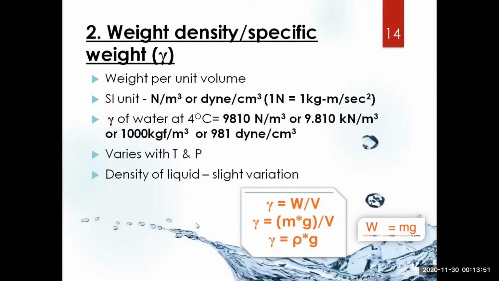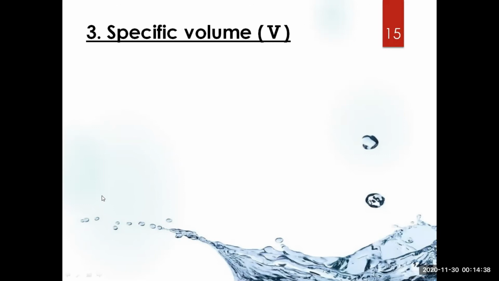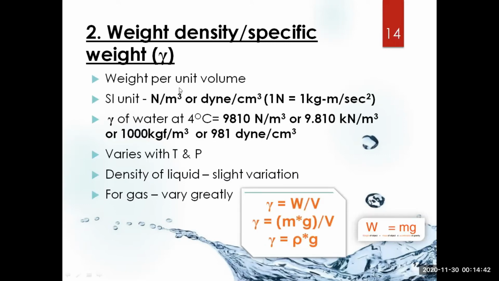So the mass density of a liquid will remain constant, whereas the mass density of a gas will vary. But the weight density of a liquid will have a slight variation, whereas for gases, the variation is very great. Weight density and mass density, both will vary in the case of gases, whereas in the case of liquids, only mass density will remain constant, while weight density will have a very slight variation. So that is the second property, the weight density. Hope you understood the weight density. These are simple properties.